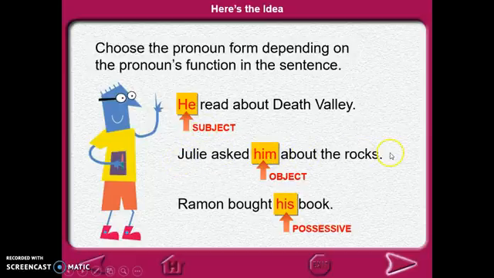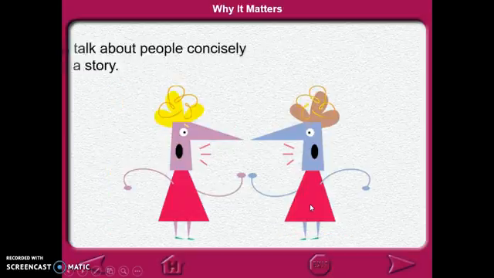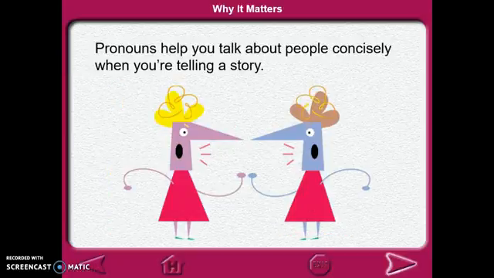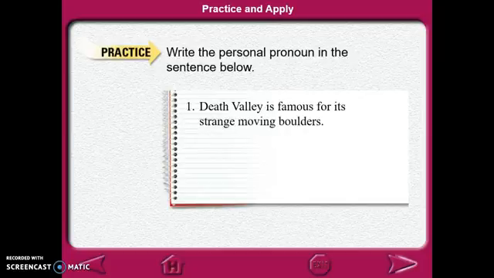"Julie asked him about the rocks." Him is the object. It's who you're asking. So it's the object case. Okay, and the last one, "Ramon bought his book." And this is the possessive case. So it's showing the possession, who the book belongs to. Okay. Pronouns then help you talk about people concisely when you're telling a story. So you're not constantly repeating their names, and you're not constantly repeating the names of locations and such. So let's do some practice. The next 4 slides have some practice sentences.